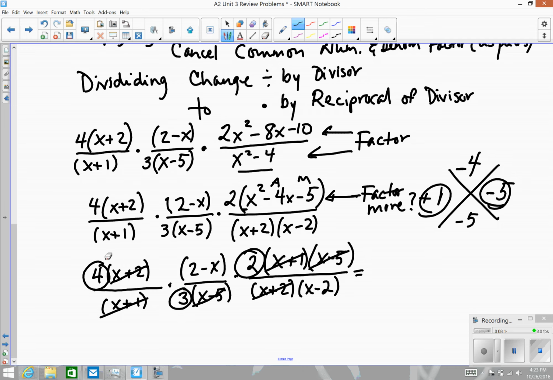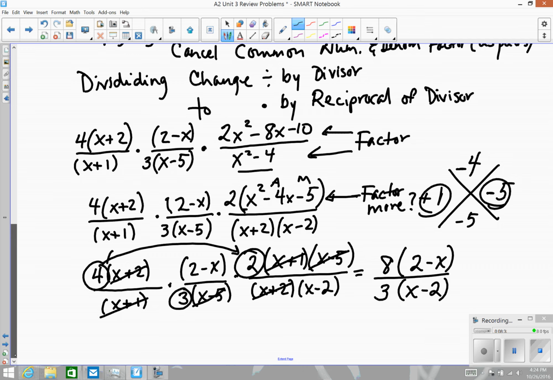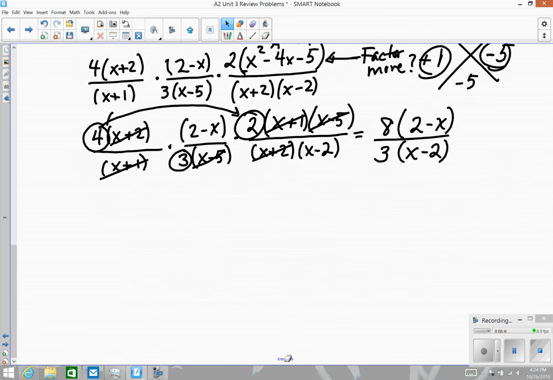I have 2 times 4, so I'm going to go ahead and multiply these. It gives me 8, and I've got a 2 minus x, and in the denominator I've got a 3 and an x minus 2. Now look at how closely I have my binomials matching. That's one of those cases where I can factor a negative 1 out of either the numerator or denominator and get my binomials to cancel out.